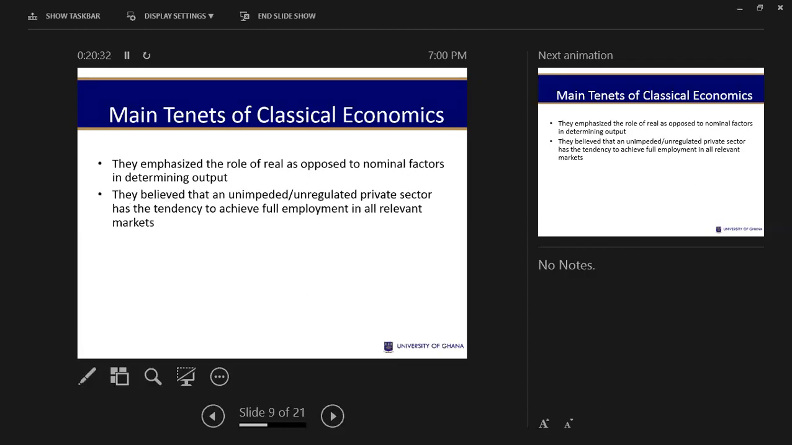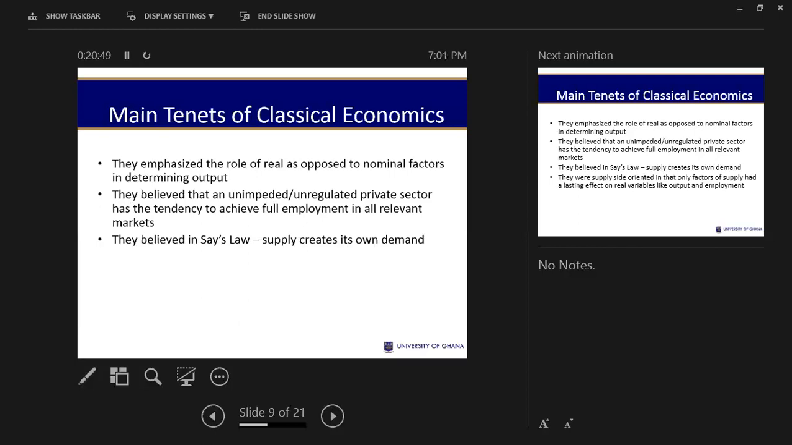And then they also believe that the government is not supposed to enact any policies. They should just allow the private sector to go unregulated because of the self-adjusting nature of the economy and the various markets. And they also believed in Say's law. Say's law states that whenever you produce something, the production will create its own demand. So supply will always create its own demand.